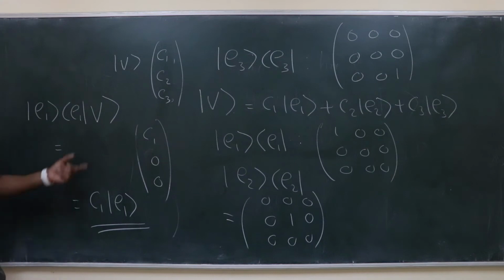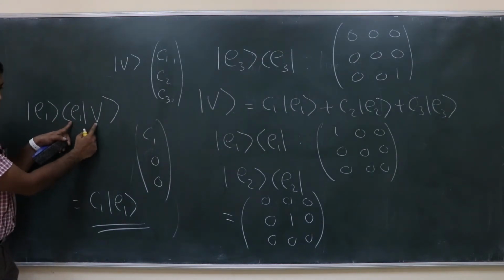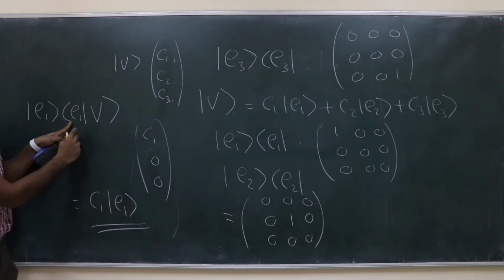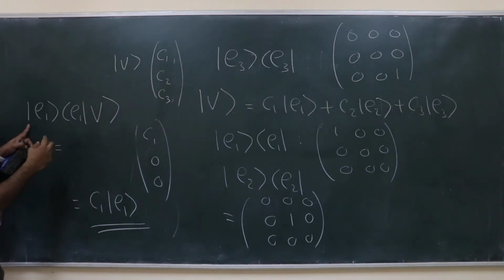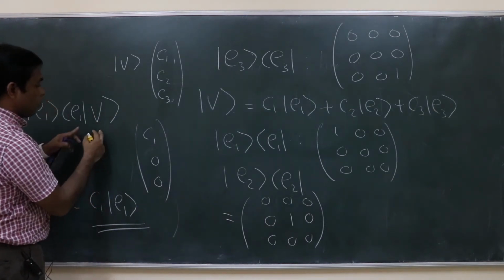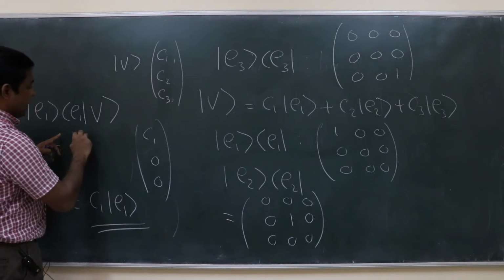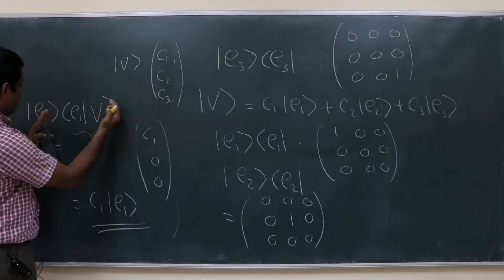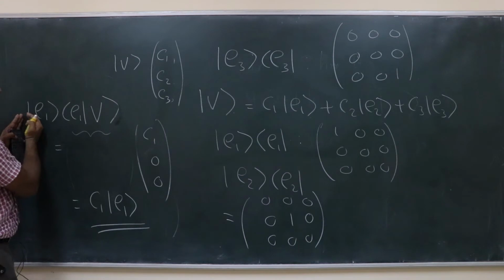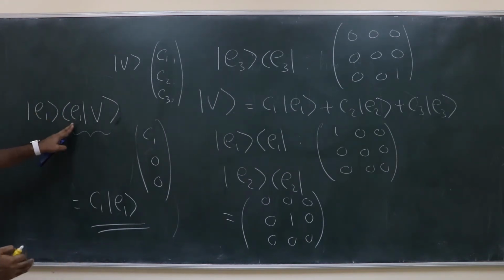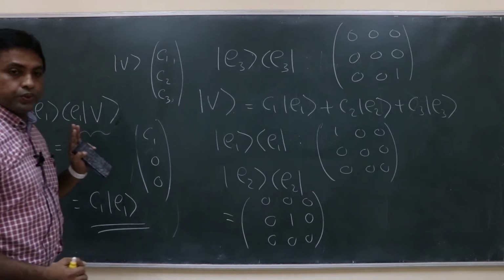Right? Now you see bra E1 ket V, because earlier we said that this will actually project the vector V along E1. So that projection is C1 into E1. Somebody was asking which order you have to do. You can see this in two ways. One is this quantity as a number, and this as a vector. So this number I can keep anywhere. If it is a number, I can either put it before ket E1 or after ket E1. There is no issue.